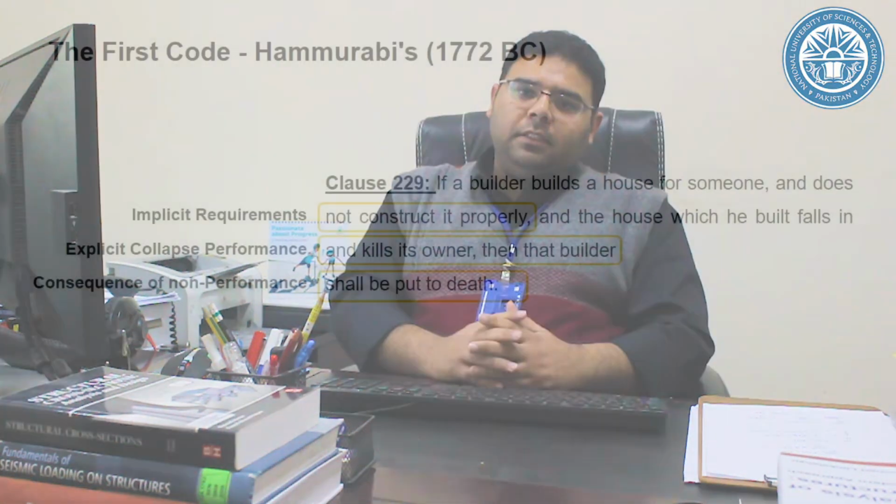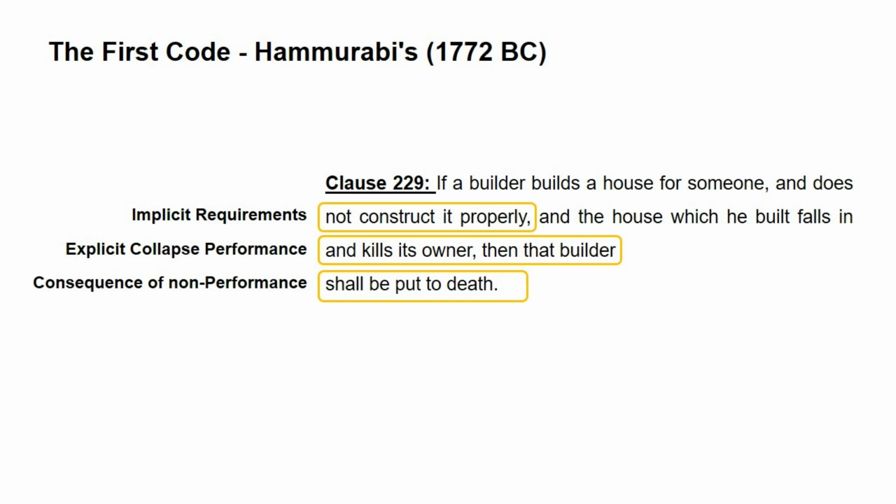One example clause which I want to quote here to explain what explicit structural performance is: if a builder builds a house for someone and does not construct it properly, and the house which he built falls and kills its owner, then that builder shall be put to death. This is a classical example of what a performance-based approach towards building codes can be.